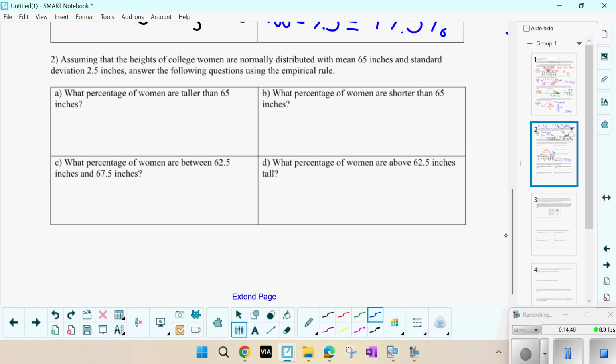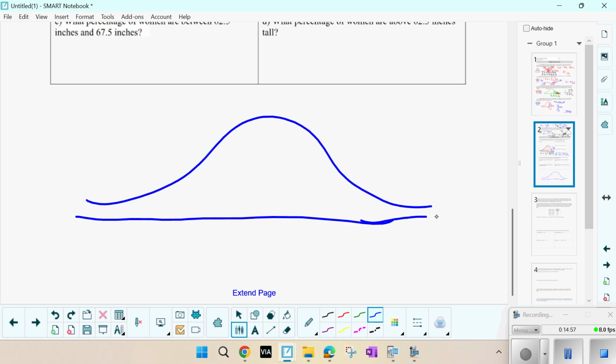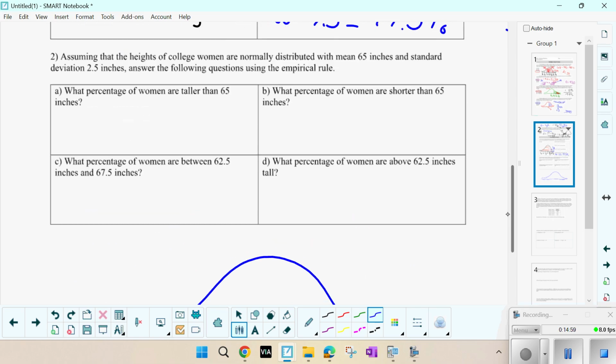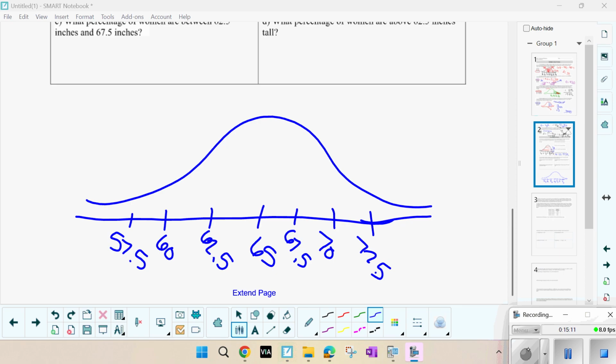Okay, assuming the heights of the college women are normally distributed with a mean of 65 inches and standard deviation 2.5, answer the following using the empirical rule. Okay, so again, you're just going to draw your normal curve. And 65 is our mean. 2.5, 1, 2, 3, 1, 2, 3. Go ahead and add and subtract 2.5 to come up with your number line. Okay, here are the numbers for your number line.